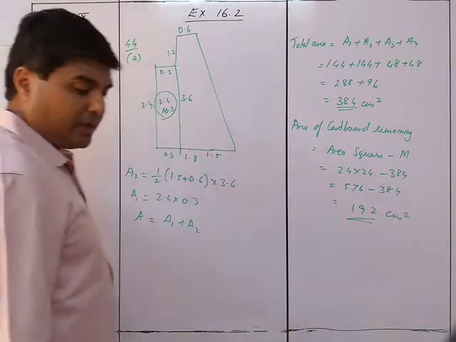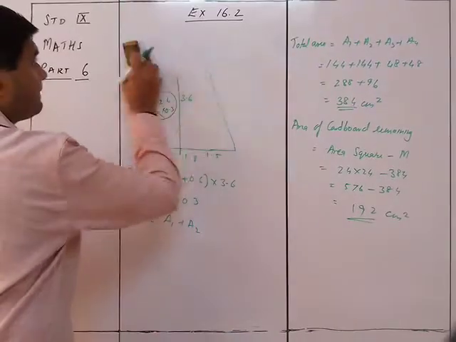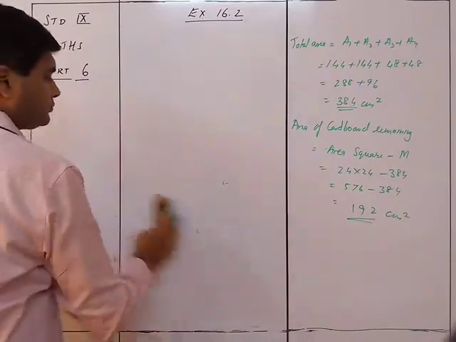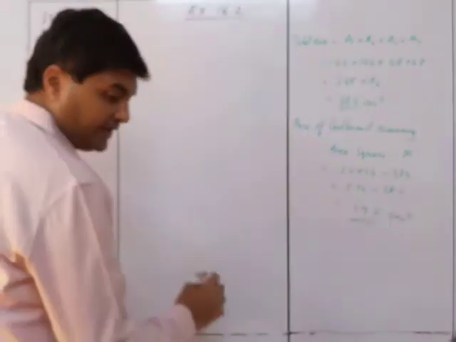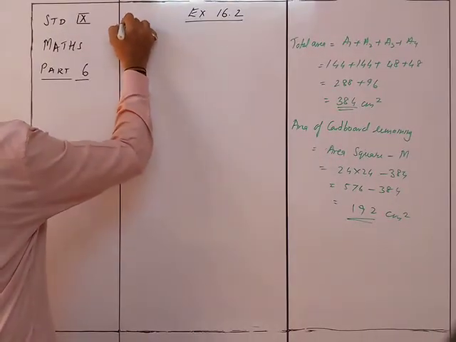Now we move on to sum number 44B. So let's see the figure first. B of 44.